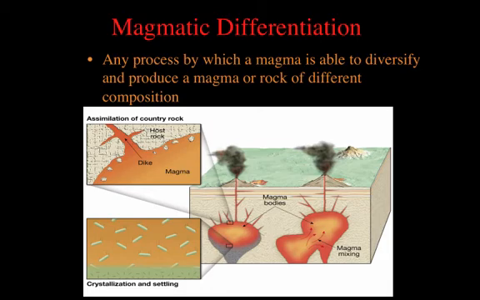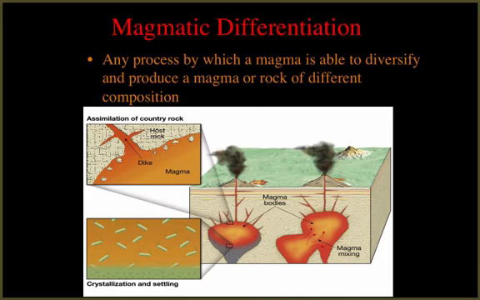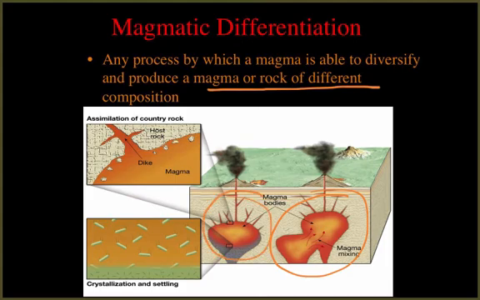Magmatic differentiation can proceed by many different processes. It is any process by which a magma is able to diversify and produce a magma or rock of a different composition. So here are some examples in this cartoon showing two different magma bodies mixing together. In the magma body on the left, we're seeing stoping, or breaking off of pieces of the overlying host rock or the country rock surrounding the magma chamber. Those can be incorporated into the melt. We also see crystallization and crystal settling from the magma body itself.